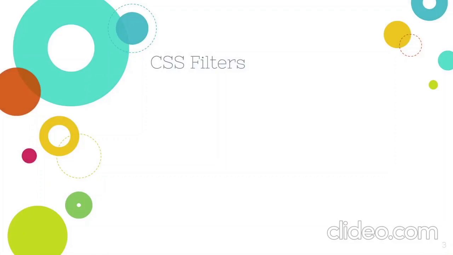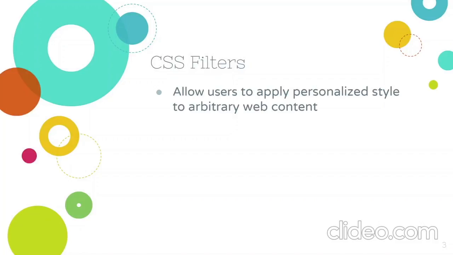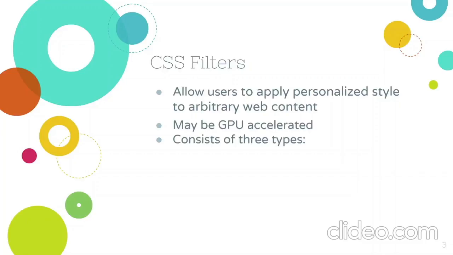Cascading Style Sheets, or CSS, is a declarative styling language that applies styling rules to elements of a web document. CSS filters are among the feature families of CSS that allow users to apply personalized style to arbitrary web content. As of recently, the render process is GPU accelerated to make the process faster and more robust. The filters consist of three types.